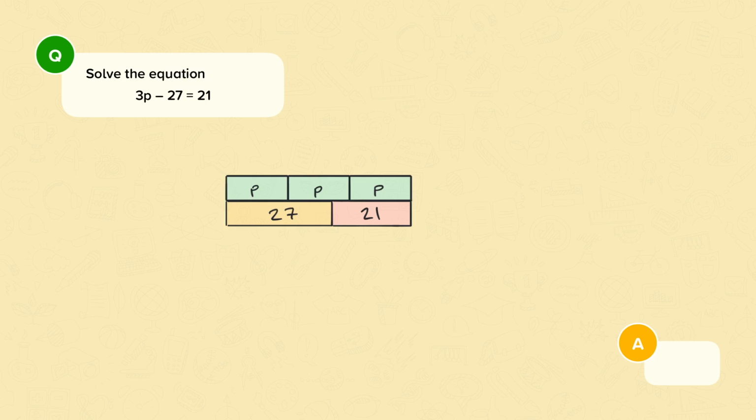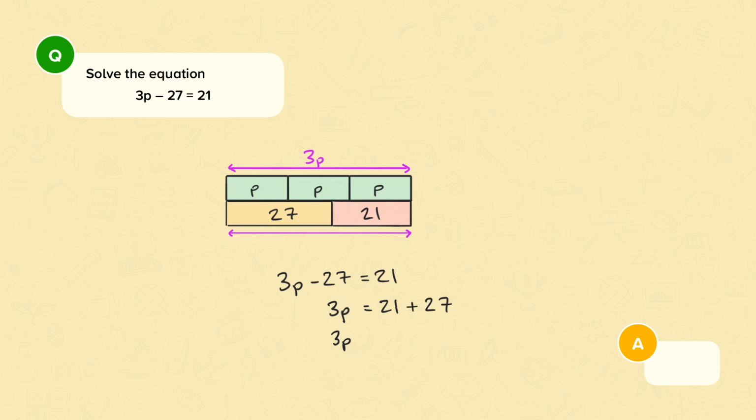Now we've modelled the equation, let's solve it. We must start by finding the value of 3p. We can see from the bar model that 3p is the same length as both of these two bars. So we must add 27 and 21. We can write this algebraically as 3p equals 21 plus 27. We get that 3p is equal to 48. Now we know the value of 3p, we just need to divide 48 by 3 to get the value of p. We write this algebraically as p equals 48 divided by 3. 48 divided by 3 is 16, so p equals 16. Well done if you got the value of p, which is 16.